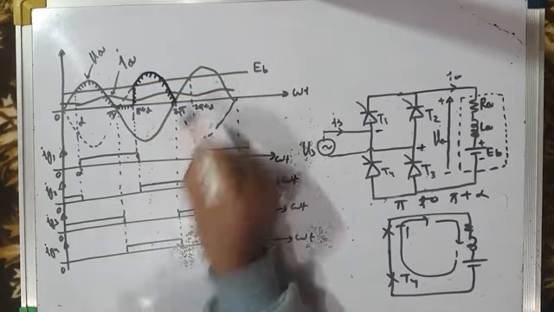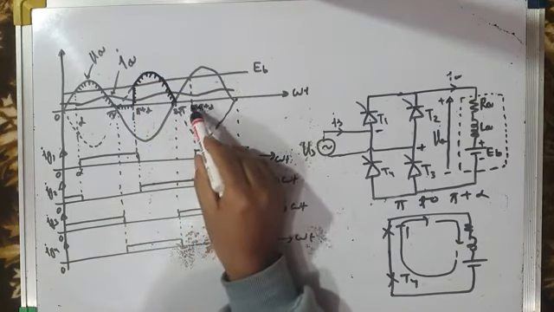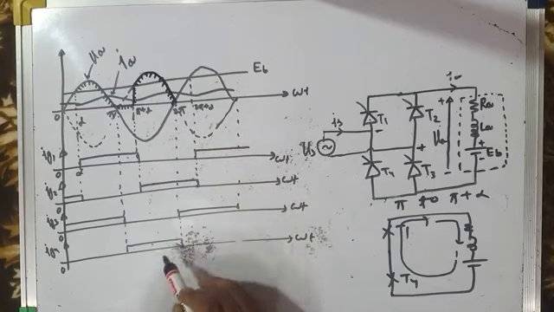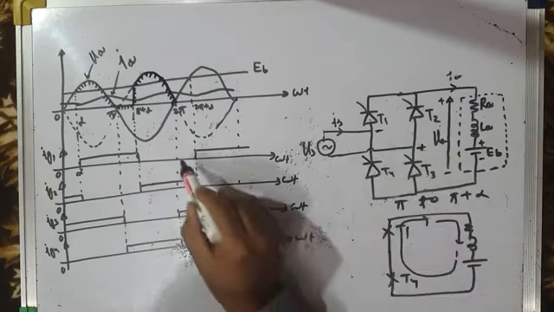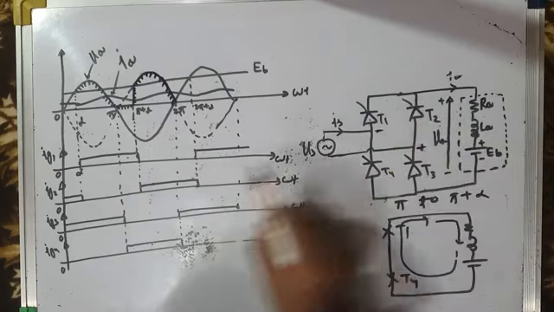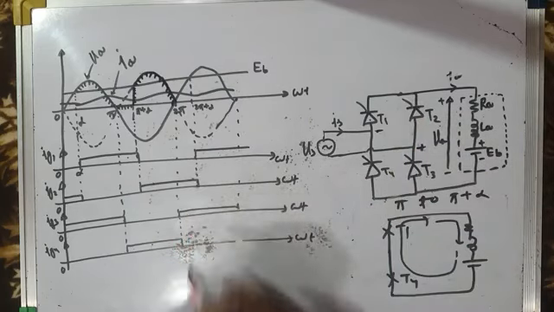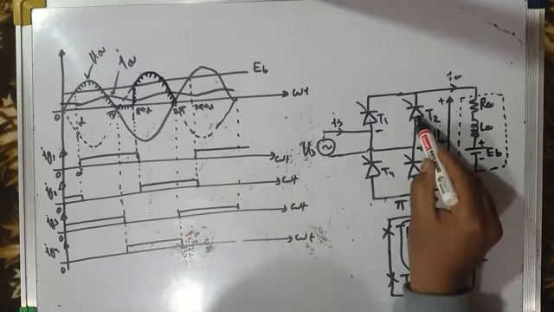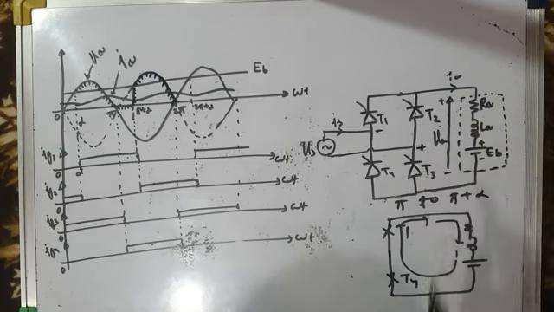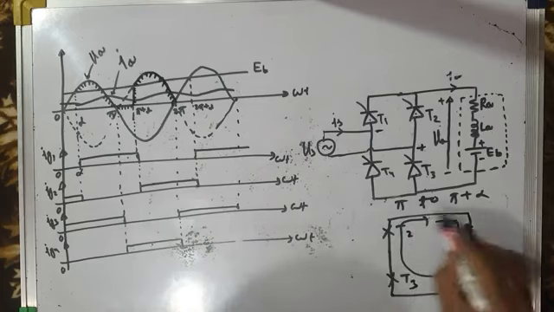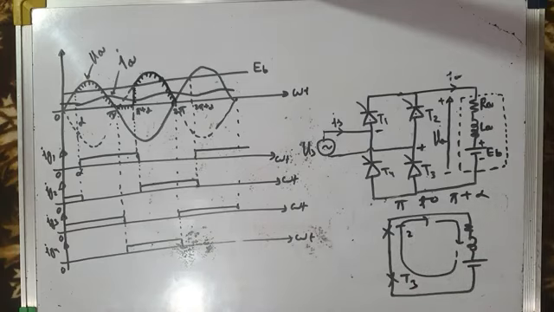What happens from 2 pi to 2 pi plus alpha? From 2 pi to 2 pi plus alpha, Ig2 is still high, but Ig4 has become low. That means T2 is conducting, but T4 has stopped conducting. And who will accompany T2? Since T2 is high, T3 also becomes high. You can see T3 also becomes high. T3 will also conduct along with T2, and freewheeling will now take place through T2 and T3, and again there will be freewheeling action. And this reactive power is not sent back to the source, it becomes useful mechanical power.